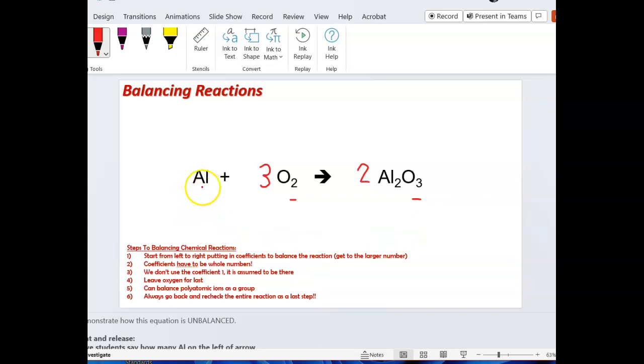Now I have 1 aluminum that went into the reaction, and 2 times 2, 4 aluminums that came out. So I ask myself, 1 times what gives me 4? 1 times 4 gives me 4. So 4 aluminums went in, 2 times 2, 4 aluminums came out, 3 times 2, 6 oxygens went in, and 2 times 3, 6 oxygens came out.